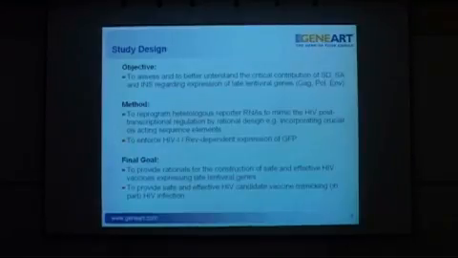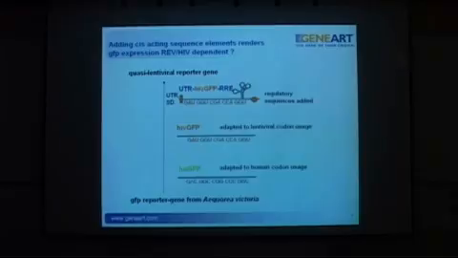And we did that by enforcing the HIV REV-dependent expression of a GFP protein, as I'll show in a second. The final goal is to provide rationales for the construction of safe and effective vaccines expressing those late lentiviral genes encoding GAG and POL and NEF. Now, how did we do that?